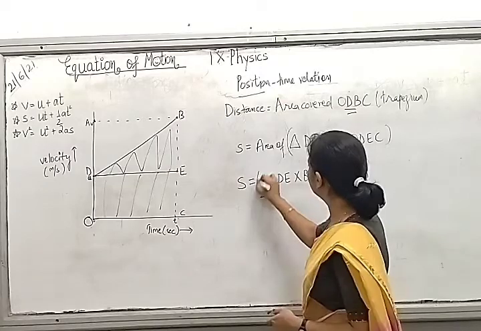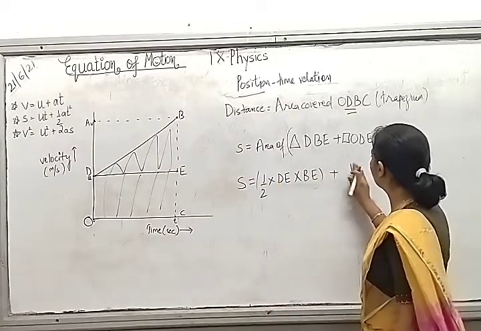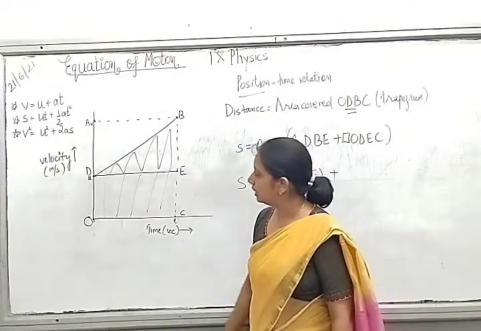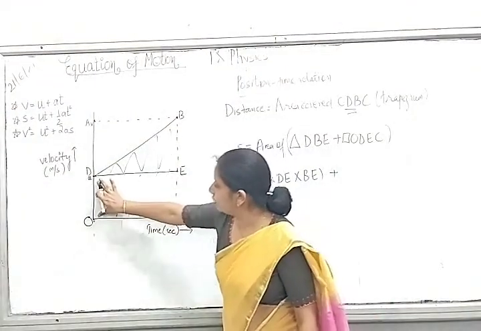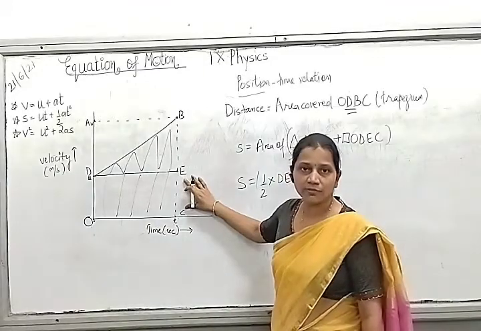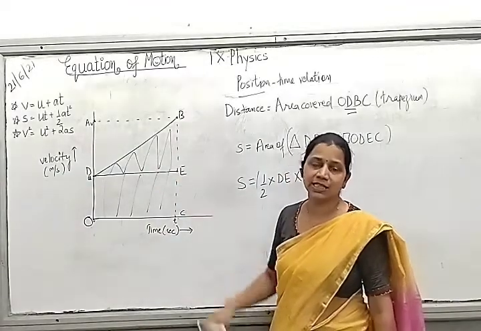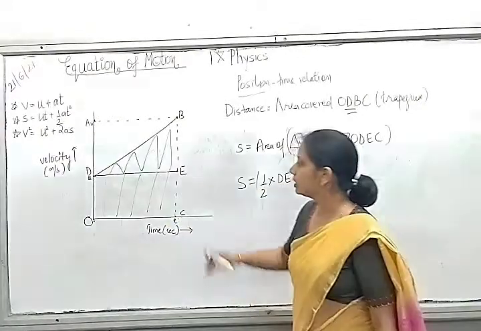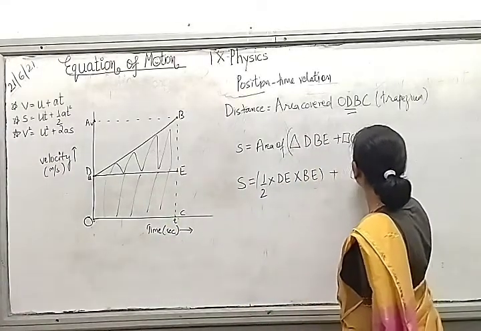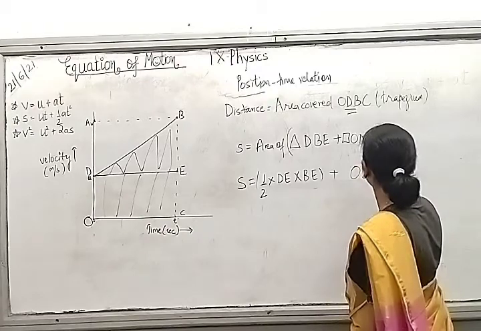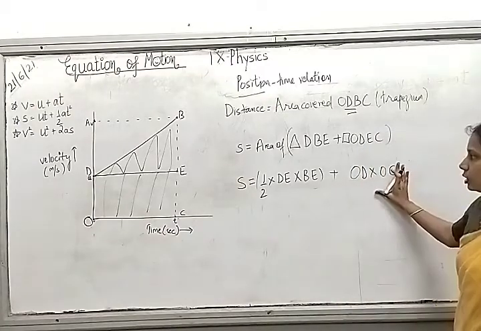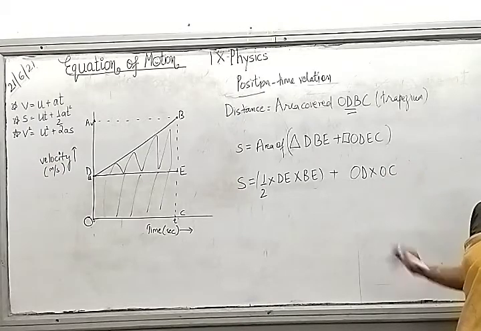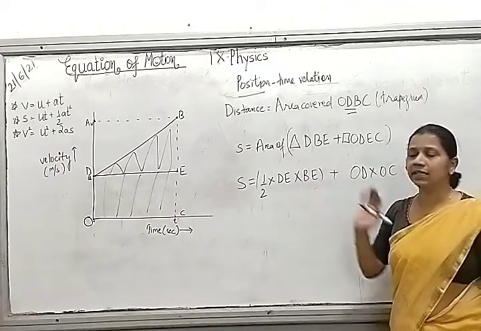This is for the triangle, and similarly for the rectangle, length into breadth. Length you can take either OD or EC, since opposite sides of a rectangle are equal. So I will take OD and OC, so OD multiplied by OC. Hope up to this point is clear to you. I have simply divided the trapezium into two parts, triangle and rectangle.